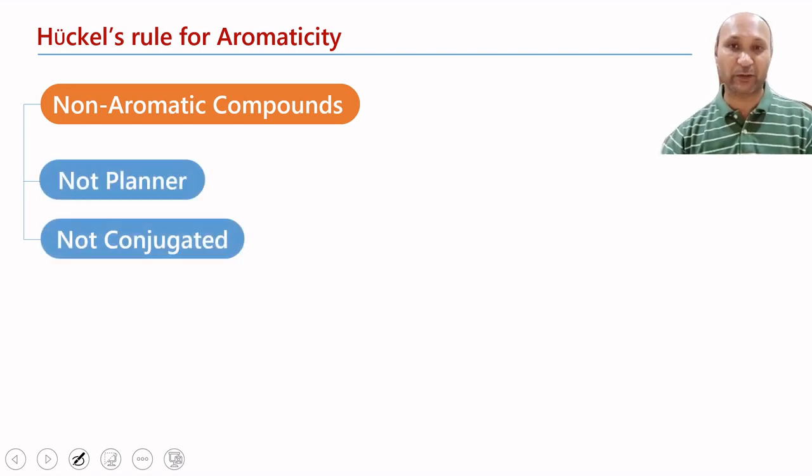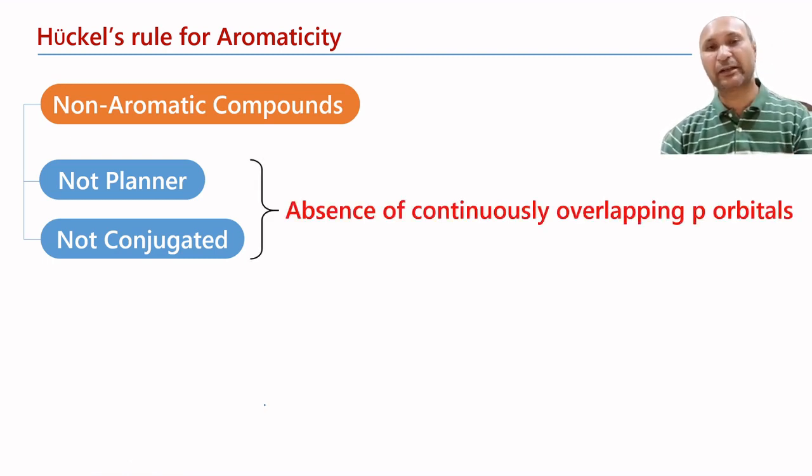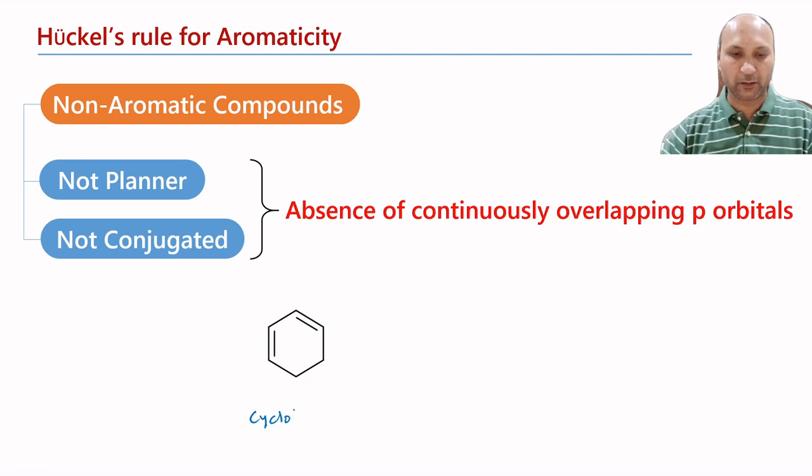That is, if a compound is not planar or not conjugated, we can say that there will be an absence of continuous pi current or continuous overlapping of pi orbitals, and therefore the compound will not exhibit aromaticity. So for example, this cyclohexadiene. Okay, what we can see is that there are 1, 2, 3 and 4 pi electrons. Now we can see that there are no pi electrons here, and as a result we can expect this carbon to be sp3 hybridized.